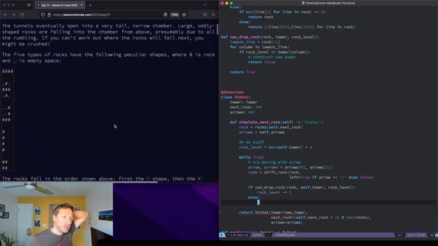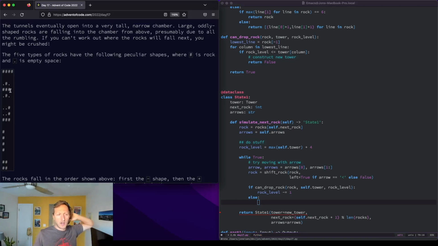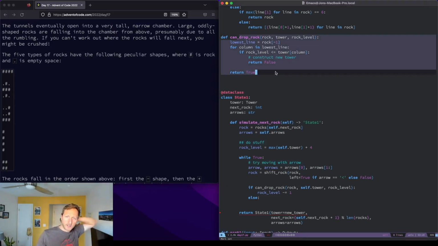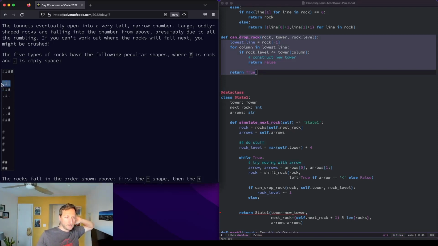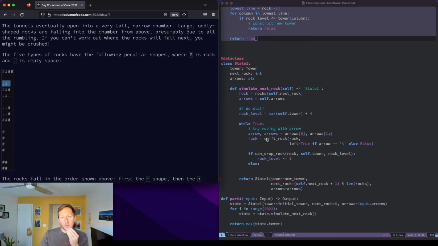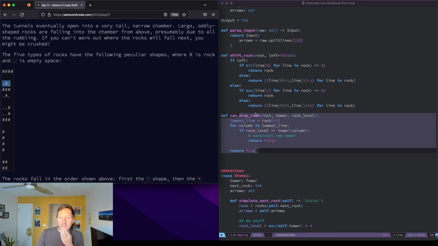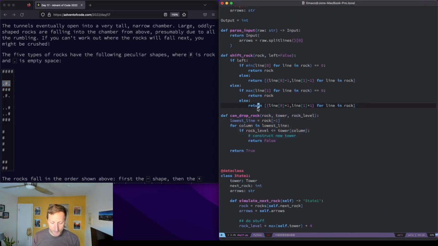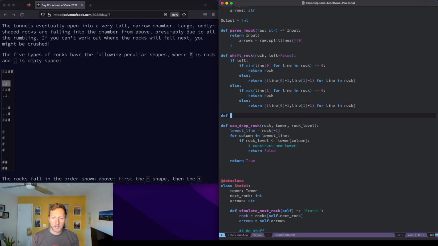The question is, do we ever need to test, like, is this correct? And I'm realizing it's not, because specifically for this rock, oh, and also we need to do shifting with the tower, right? Yeah. So let's make a function that says intersects tower. Def intersects tower: rock, tower, rock level.